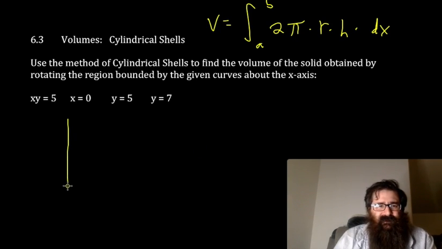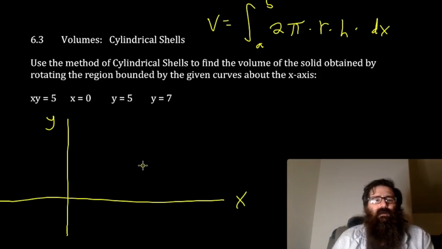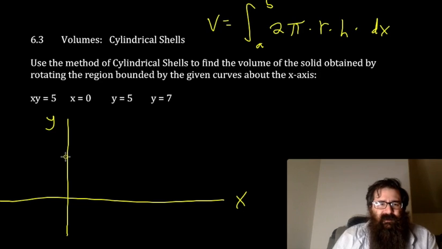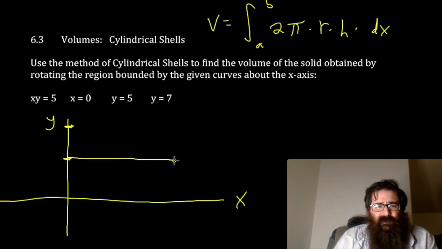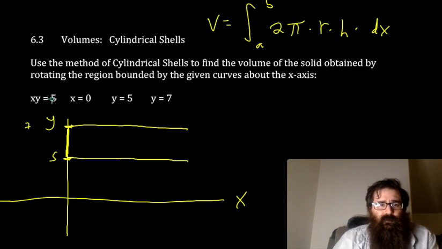So I can start with my axes. X-axis, y-axis. Y equals 5 and y equals 7. So let's say y equals 5 is here, and y equals 7 is here. Y equals 5 is a horizontal line at 5 units. Y equals 7 is a horizontal line at 7 units. X equals 0, we know that's just a funny way of saying the y-axis. And now I want to know what xy equals 5 looks like. I'm going to do that in the baby blue.